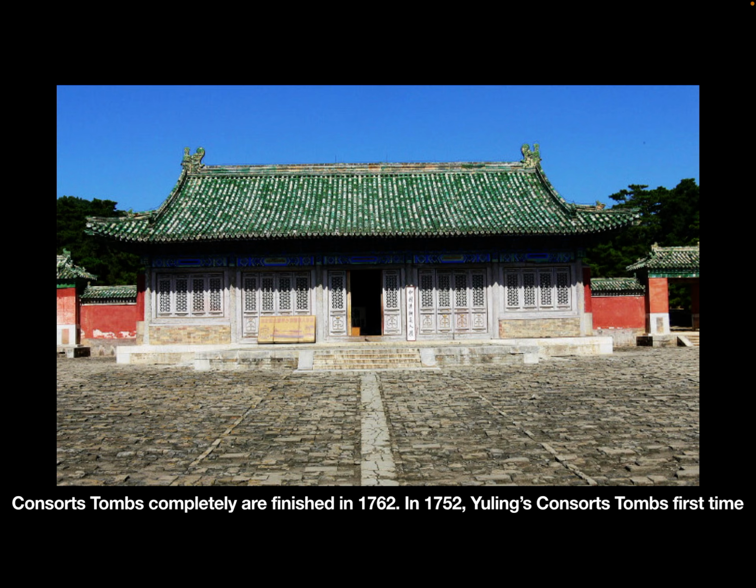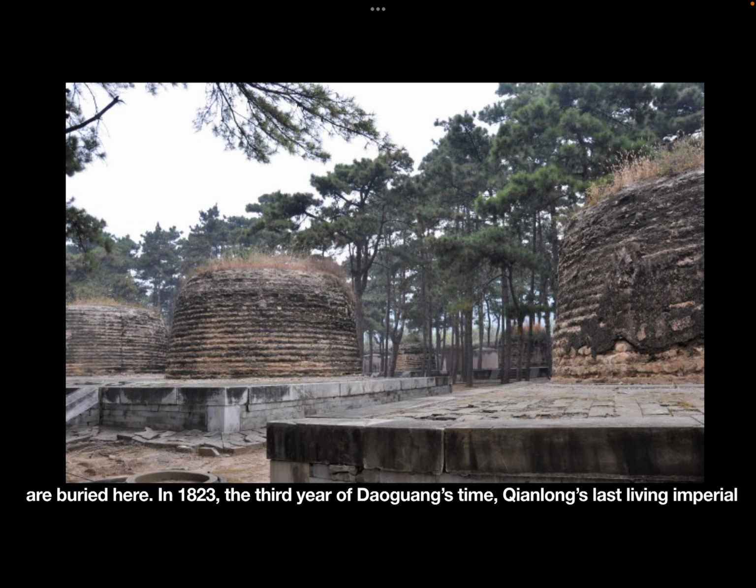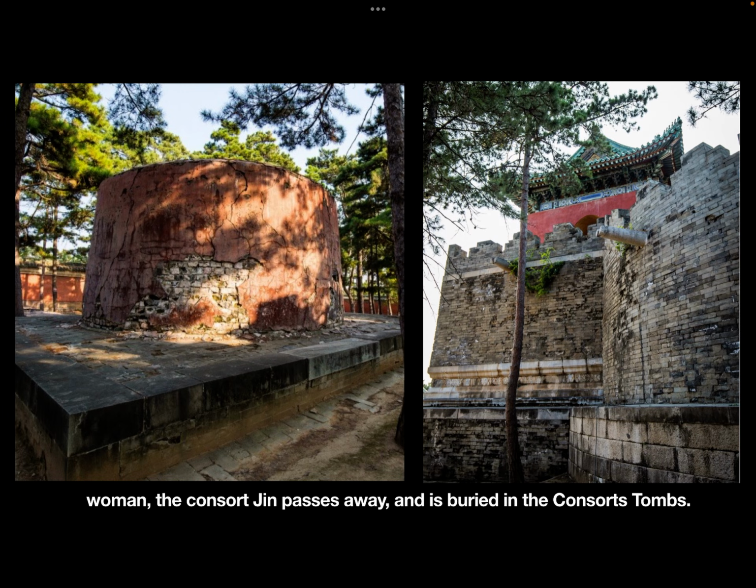In 1752, Yuling's consort tombs are used for the first time. Qianlong's imperial concubine Yi, noble lady Xu, and the first female attendant Zhang are buried here. In 1823, the third year of Daoguang's time, Qianlong's last living imperial woman, the consort Jin, passes away and is buried in the consort tombs.